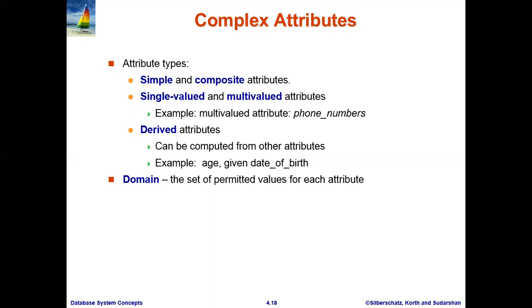So attribute types are as follows: simple attributes, composite attributes, single valued attributes, multi-valued attributes, and derived attributes.